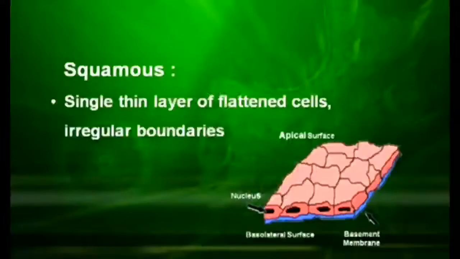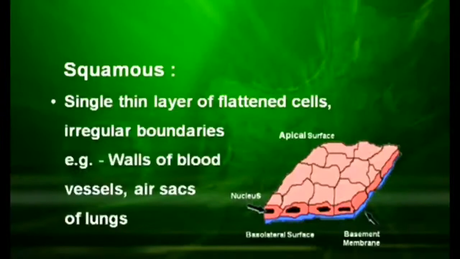Now, regarding the characteristics of the squamous epithelial tissues, they are a single thin layer of flattened cells, and their boundaries are irregular. That is, they don't have a smooth boundary wall. Examples are the wall of the blood vessels and the air sacs of the lungs.